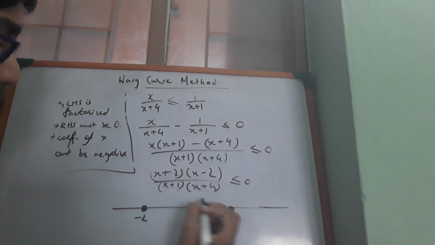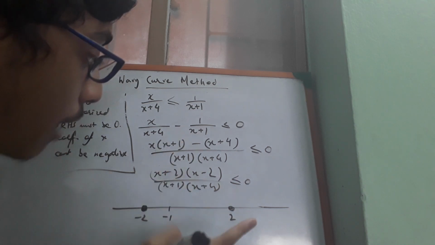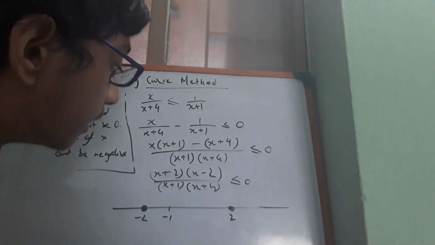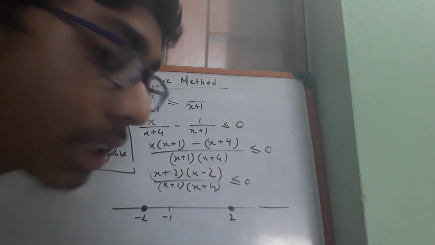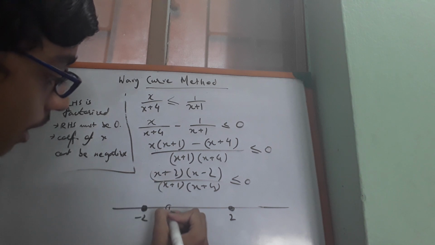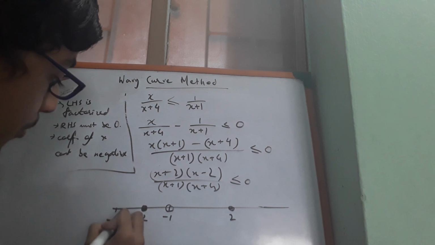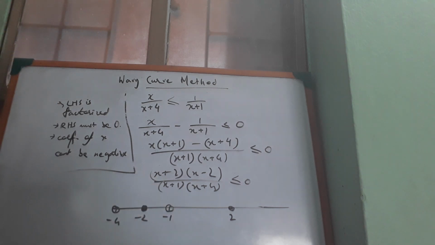Minus 1 is a critical point because at minus 1 this expression becomes 0, but should it be included? No, because at minus 1 the denominator is becoming 0, and anything divided by 0 is undefined, so that cannot be the answer. So minus 1 is a critical point but an open circle, not to be included. Minus 4 is a critical point but also not to be included. Now you can solve this thing.